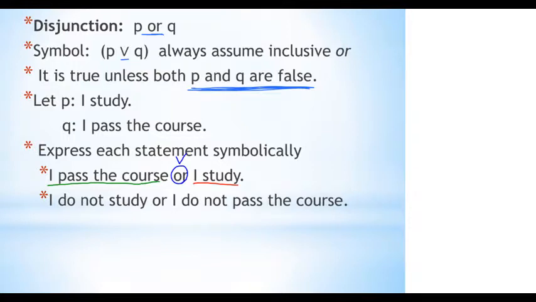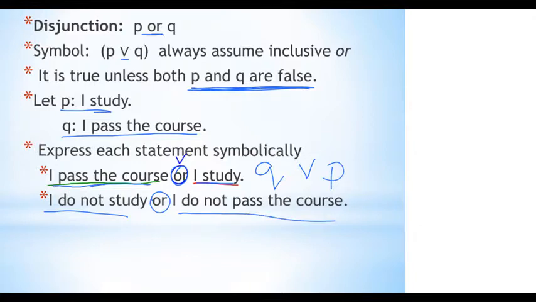So the two statements they gave us are P is I study and Q is I pass the course. And they want us to write the two statements below symbolically. So our first one says I pass the course or I study. I pass the course is Q, so we'll put that first, or will give us our V, and then I study is P. Next we have I do not study or I do not pass the course. Since P is I study, I do not study will be the negation of P, or will be my V, and then I do not pass the course is the negation of Q.